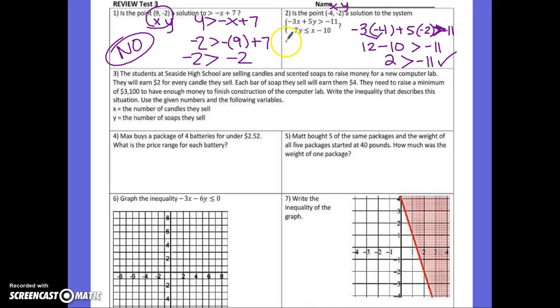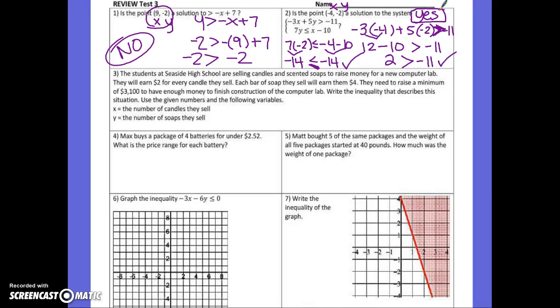So now we have to make sure it works in both, because a system has to work in both. So I'm going to put in the x and y values for both. Over here, -4 minus 10 is -14. And 7 times -2 is -14 also. Is -14 less than or equal to -14? Because there's the equal line here, yes, that works. And so is the point a solution to the system? Yes, it is.